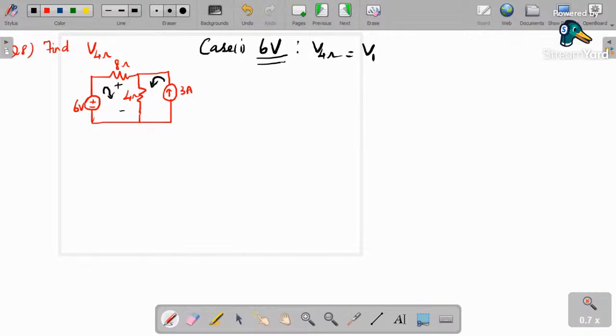In this question we will be adding those values, because if you look at the current direction, it will be from positive to minus in both cases. So we just have to add those two voltages.